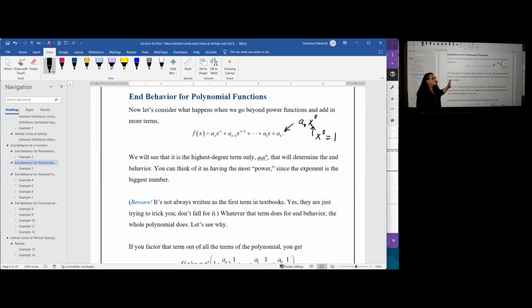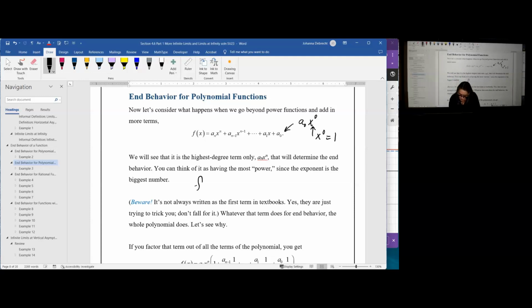What happens when you go to the far right of the graph and the far left, when the numbers become massively large in magnitude, is that only the highest degree term is going to affect the end behavior. Now, the others do have an effect on the graph, but it becomes less and less as the graph moves further and further to the ends of the graph.